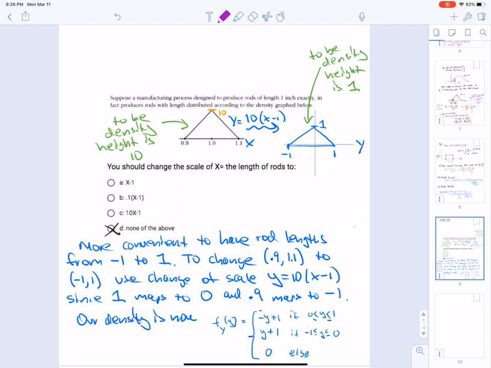And once you make this change of scale, now the density for y is really easy to write down. It's just minus y plus 1 when y is between 0 and 1, y plus 1 when y is between -1 and 0, otherwise 0, and it'll be easy to make calculations with this density. Then from that we'll figure out things that we're desiring to know about x, and we'll look at this next time.